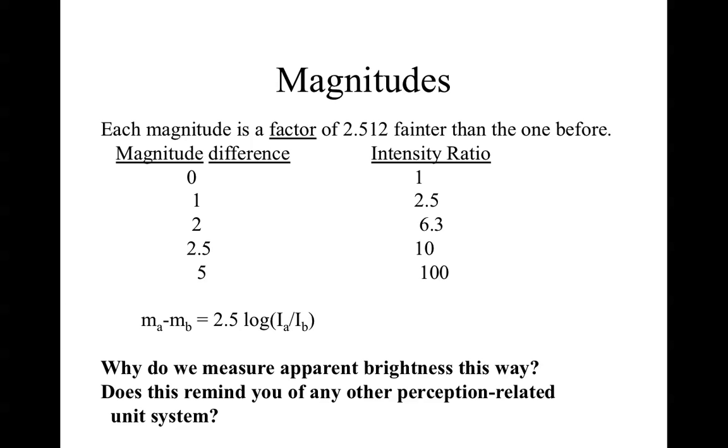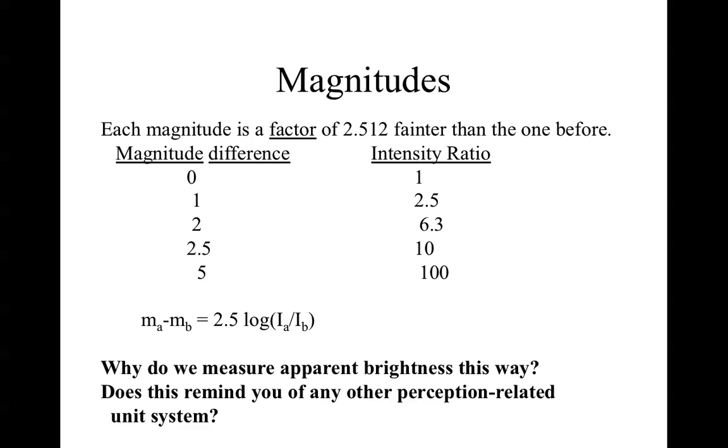So stars with a magnitude difference of 0 have an intensity ratio of 1. Stars with a magnitude difference of 1 have an intensity ratio of 2.5. With 2, it's a factor of 6.3. Something to remember is that stars with 2.5 magnitudes difference are a factor of 10 difference in intensity. Stars with a 5 magnitude difference are a factor of 100 different in intensity.